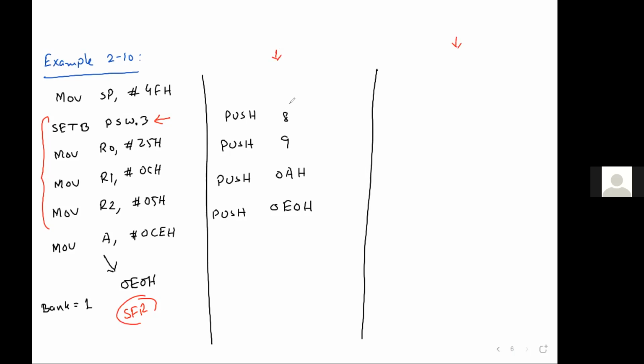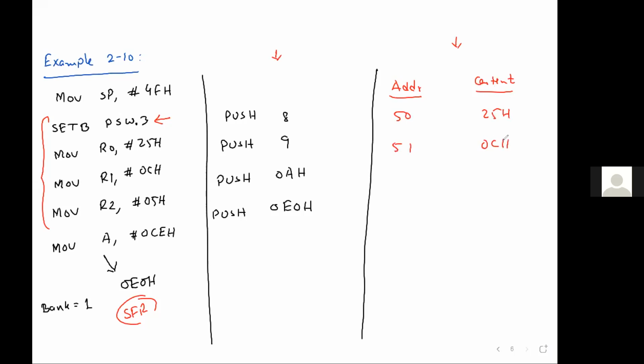So you are writing push 8. So where will the value of this R0 go? Tell me the address and the value. What will be the address? 50. Exactly. Your address will be 50. And this is the content. And your content will be 25H. Exactly. The next address will be 51.